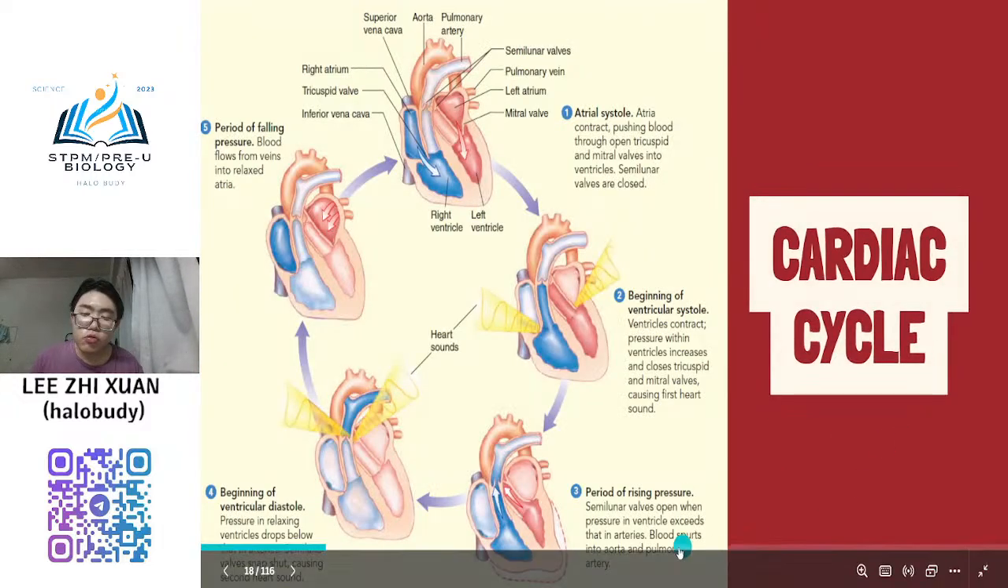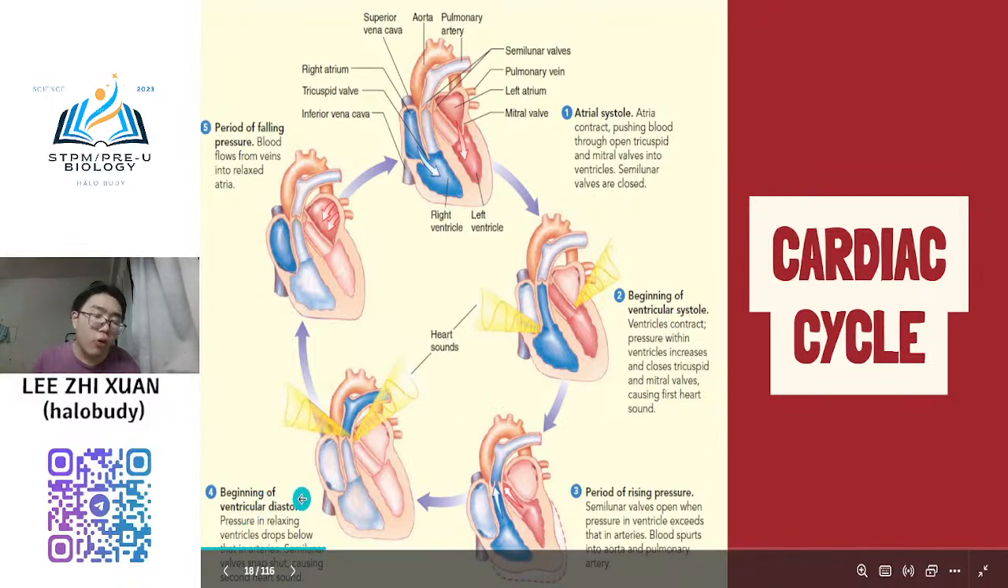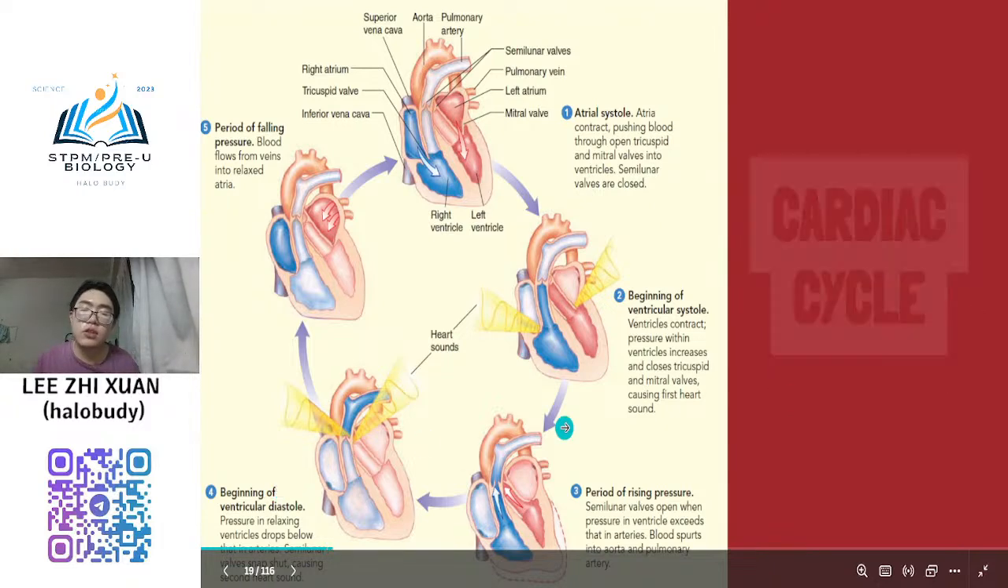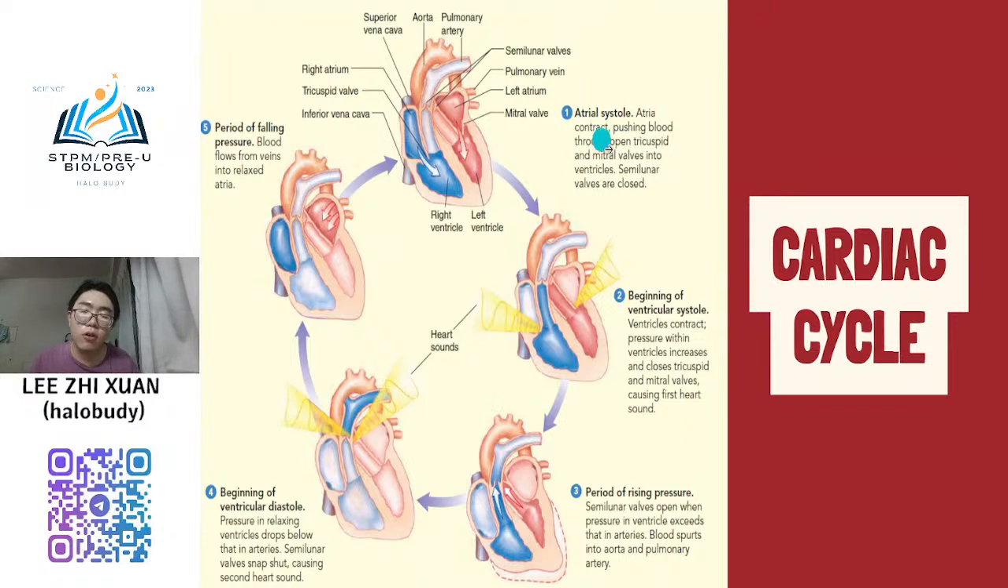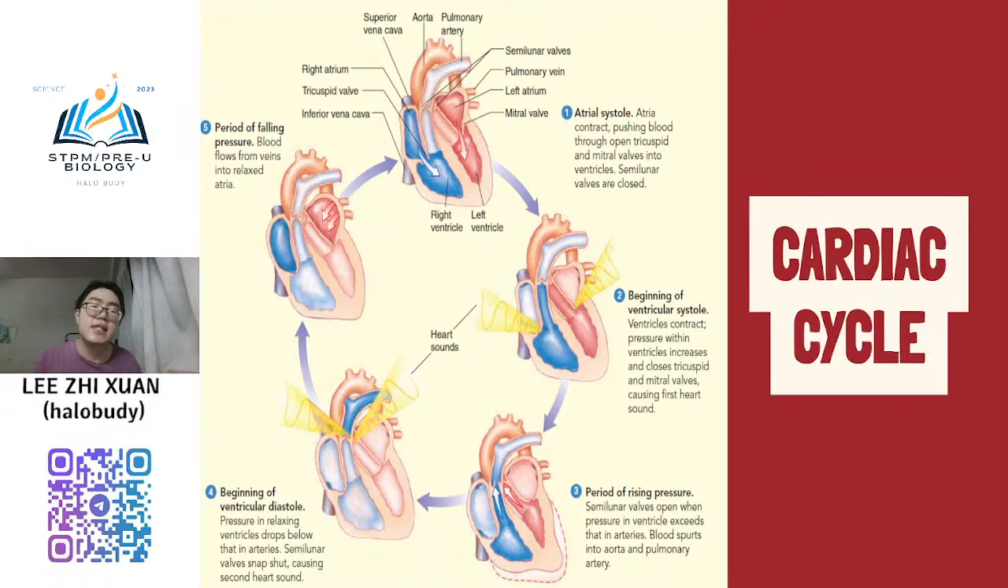Now I will proceed to the overall process of the cardiac cycle. In the overall process of the cardiac cycle, there are actually only three main phases: atrial systole, ventricular systole, and ventricular diastole. Three main phases only. But this diagram is more detailed. If you refer to Campbell, it is only three phases, but this one is a more detailed diagram.